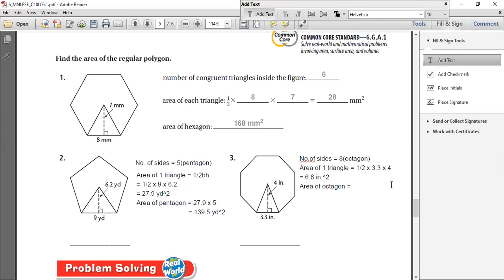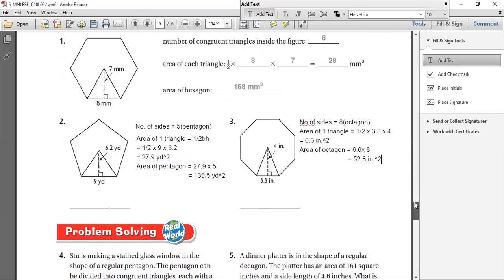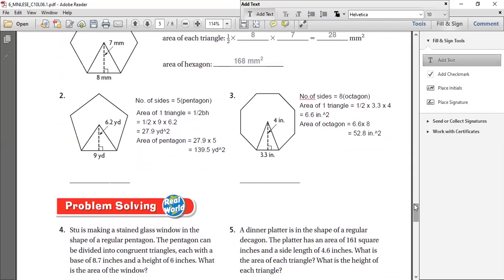Area of the octagon is equal to 6.6 multiplied by 8, because it's 8 sides. So 8 multiplied by 6.6 will give you, 8 6s are 48, and then 48 plus 4 is 52. So that's going to give you 52.8. Again, the answer should be in square inches. Okay, so the area of this octagon is 52.8 square inches.